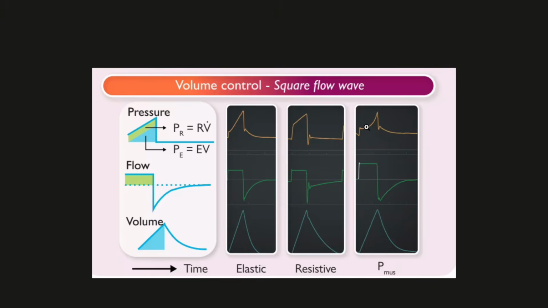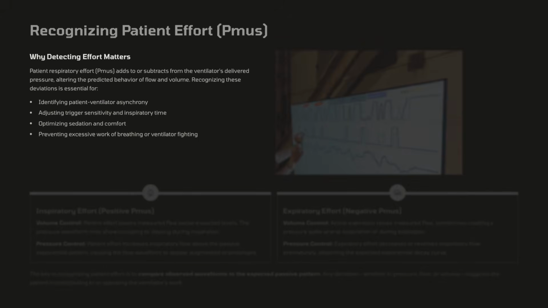And this is when the patient is taking a breath. So you have a negative swing and the pressure shows a scooped-up view. So recognizing the patient's effort is important. Why do we need to detect this?